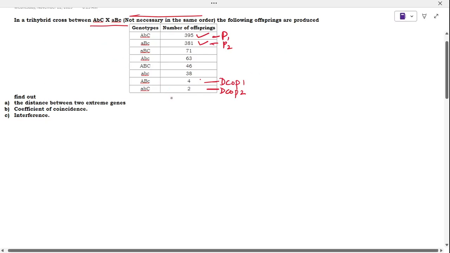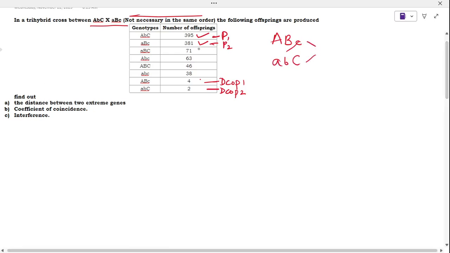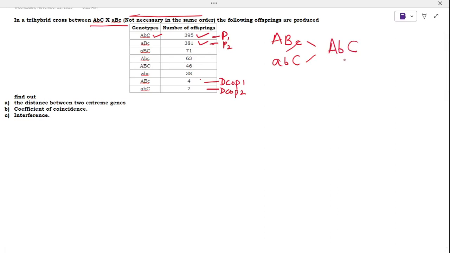I will write down two double crossing over products here: capital A, capital B, small c, and small a, small b, capital C is given. This is the double crossing over product. We will compare with one parent here. So this is one parent, capital A, small b, capital C is given. In that, we can easily find out the extreme genes and the middle gene here.